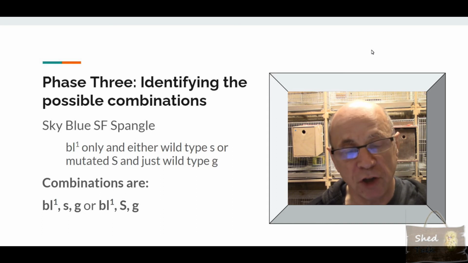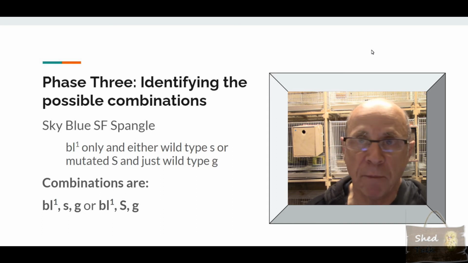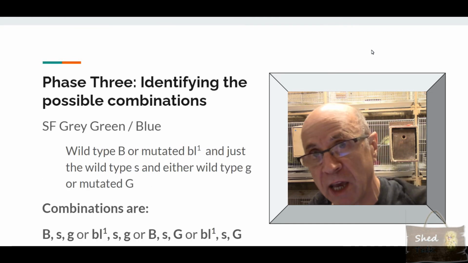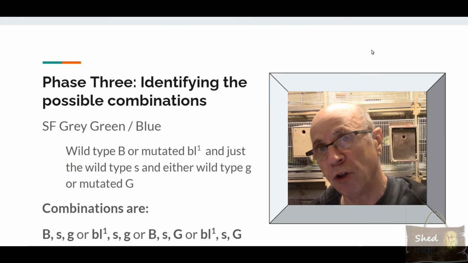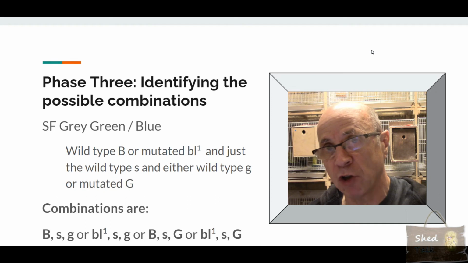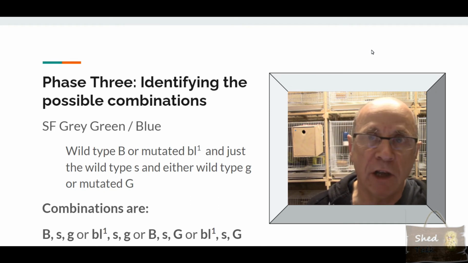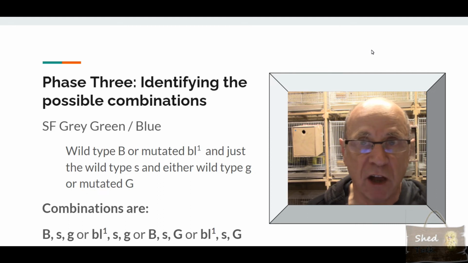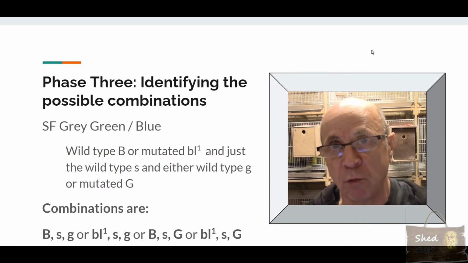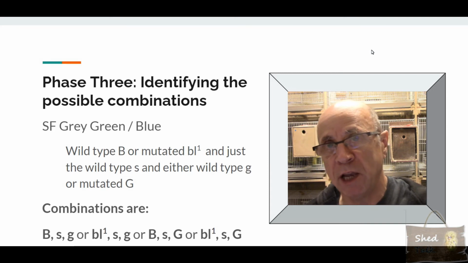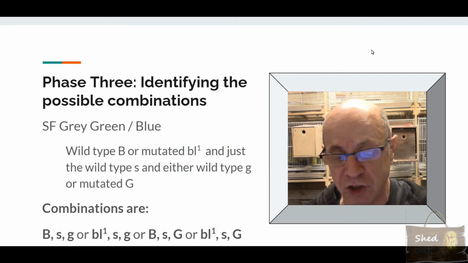So for this bird, things are slightly different because for the blue allele, it can pass on either the non-mutated blue allele or the mutated blue allele. So there are two possible combinations there. For the spangle, the bird is homozygous for the non-mutated wild spangle gene, so he's only going to pass on the non-mutated gene.